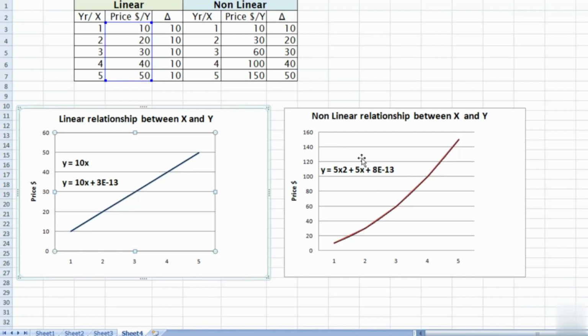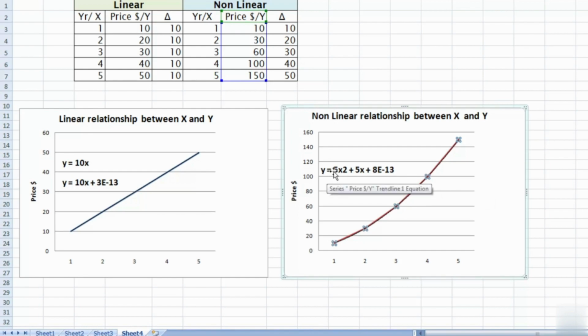Now let's go to the non-linear example. So the same variables, year versus price, but here if you see the delta change, it is not linear, it is non-linear. So on the first year it changes by $10, on the second year it changes by $20, and on year 5 it changes by $50. Therefore you see a non-linear slope here, and the polynomial function for the slope is y equals 5x power 2. So therefore this exponent is not 1, it's greater than 1, hence this function is non-linear.